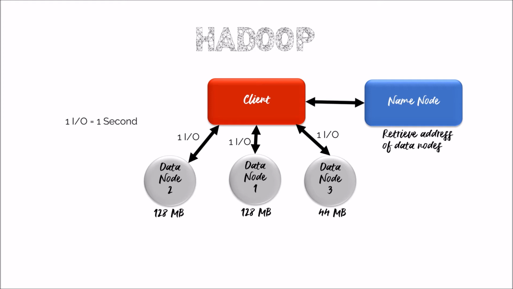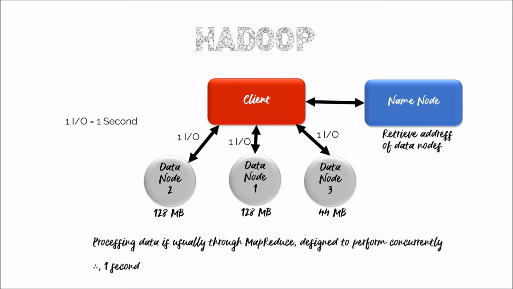On HDFS, processing of data is usually through MapReduce, and it is designed to perform concurrently. So in this case, it is 3 I/Os, but since they can be performed in parallel, it only takes 1 second. Again, to simplify the scenario, one MapReduce step would take 1 second.